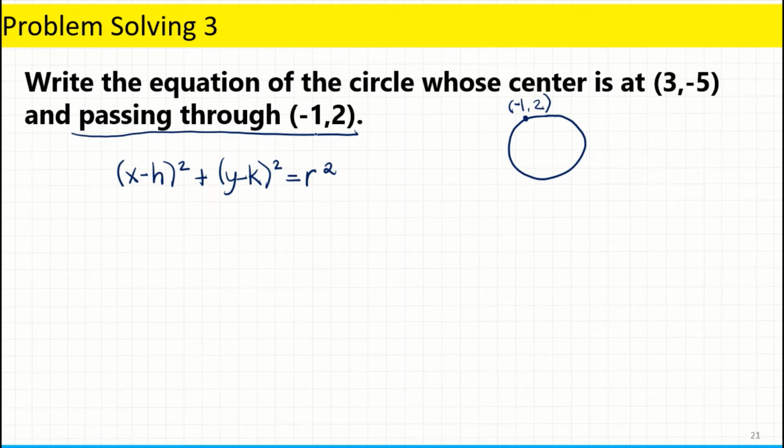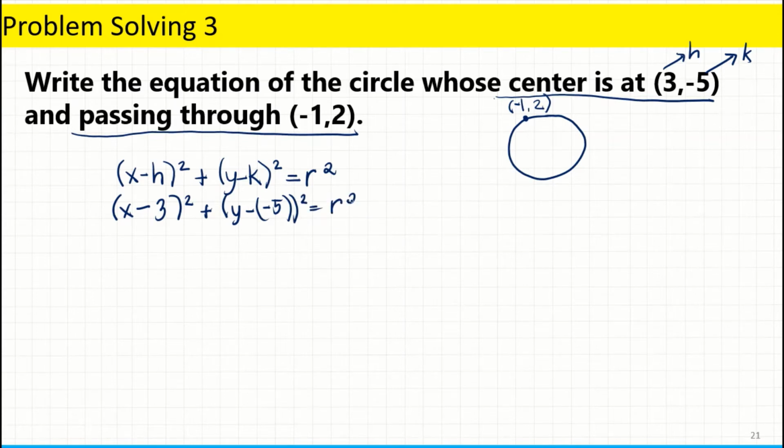Okay. So, ilalagay na natin ngayon yung center na 3, negative 5 dito sa equation. So, we have x minus, ang h natin is 3, and ang negative 5 natin yung k. So, x minus 3 squared plus quantity y minus negative 5, okay, and then squared is equal to r squared. So, hindi natin malagyan ang r squared. Okay, so ibig sabihin, kailangan natin isolve yung radius.